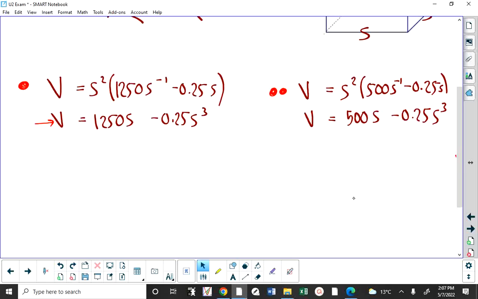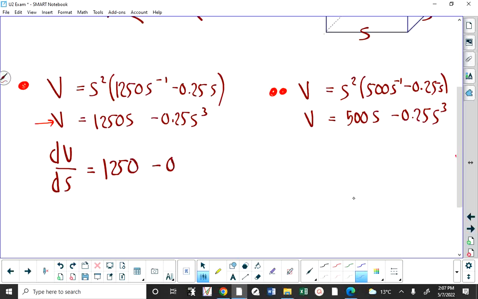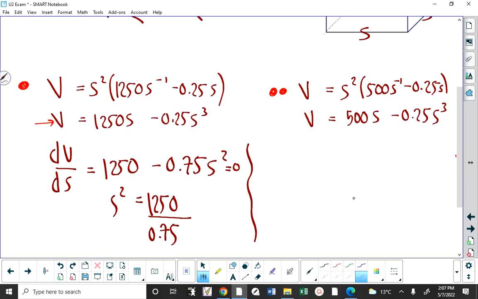There's version 2. I differentiate and I get dv/ds equals 1250 minus 0.75 s squared. There's a lot of ways that you can find the critical values of s, but essentially if you set this equal to 0 and rearrange it, you will have s squared equals 1250 over 0.75. So you can take plus or minus the square root. You'll have two critical values of s. You'll have to discuss on an exam which one is no good and throw it out.